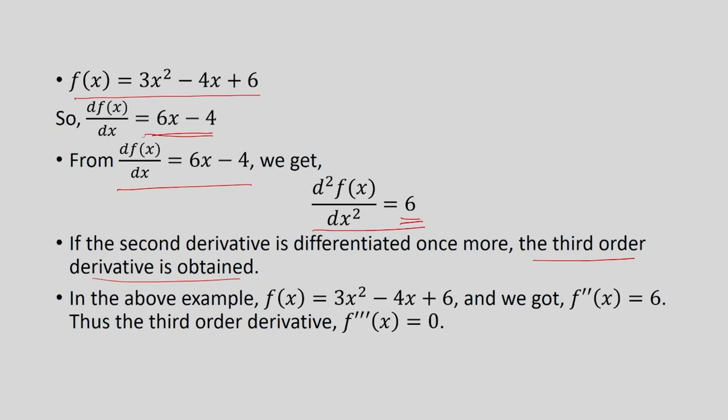So, in the above example, if you have f(x) is equal to 3x² − 4x + 6, and from this we had obtained the second derivative to be 6. So, if I want to find the third derivative, I have to differentiate 6 with respect to x, and that is equal to 0, because the derivative of a constant is 0. So, the third derivative in this case is equal to 0.